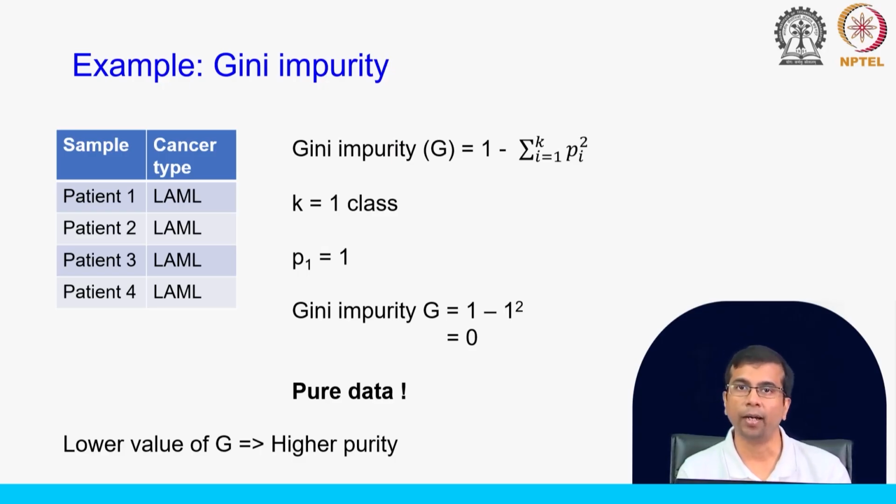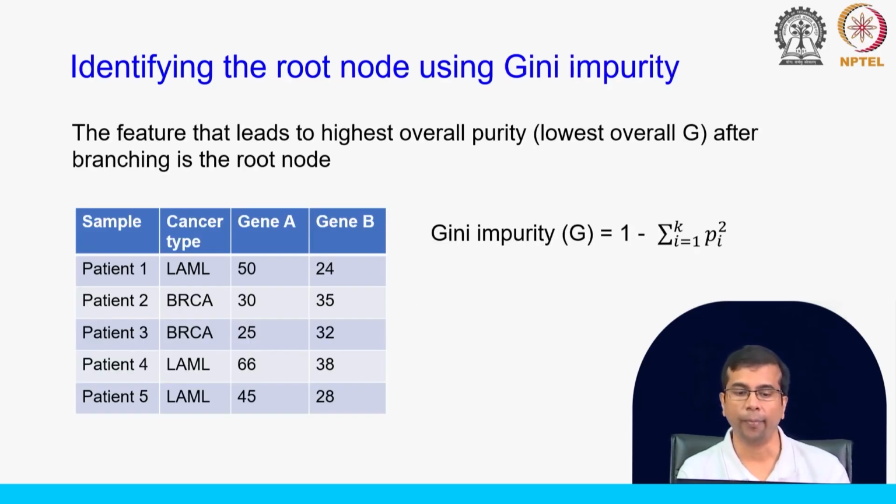Okay, so now we understand how we can calculate Gini impurity, and we can take this forward and use it to identify the root node in an example data set. Now we have increased this data set. We have data for 5 patients. We have again cancer types, and we have gene A expression levels and gene B expression levels. How do you identify the root node? The root node is identified as the feature that leads to the highest overall purity and lowest overall G value, as we have just learned, after branching.